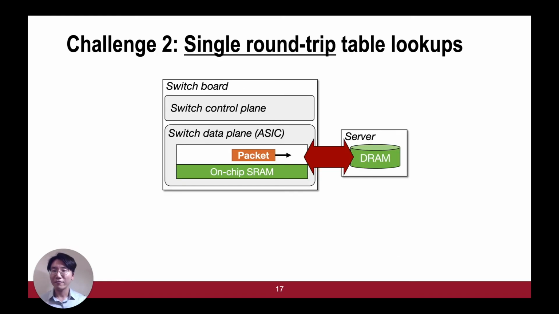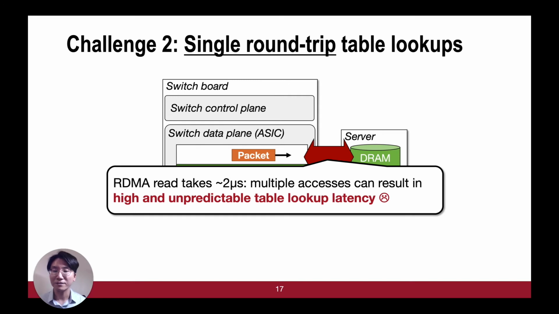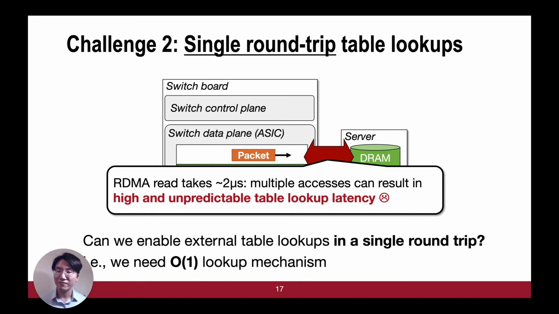With the memory access capability, now we have to think about how to use it for actual table lookups. Although our RDMA-based channel provides low and predictable latencies, it still takes around 2 microseconds. So if a table lookup operation involves multiple memory accesses, it could result in high and unpredictable latencies. So our question is, can we devise a table lookup mechanism that takes at most a single round trip or supports constant time lookup complexity?